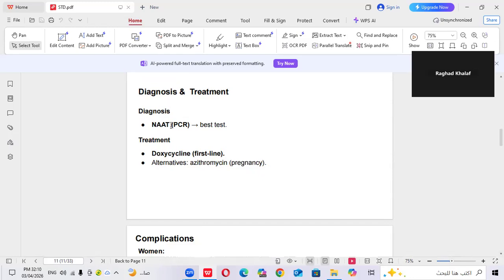Diagnosis and treatment. Diagnosis is very similar to the one in gonorrhea. You have to perform NAAT. You can perform PCR, but it's less sensitive than NAAT. So NAAT is the gold standard. You have to give doxycycline. It's the first line treatment unless you have restrictions. If the patient is pregnant, you have to give azithromycin, or if this didn't work, you would give azithromycin as well.